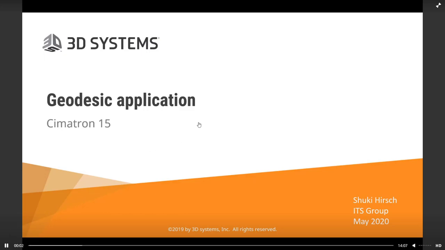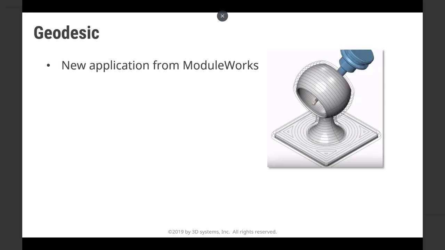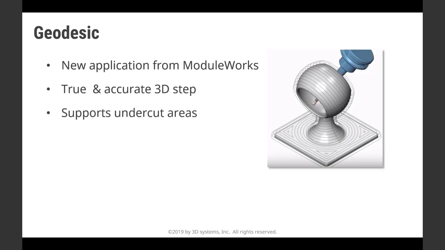Geodesic application in Cimatron 15. Geodesic is a new application from ModuleWorks. It is all about true and accurate 3D step. It supports undercut areas, which is an important feature.